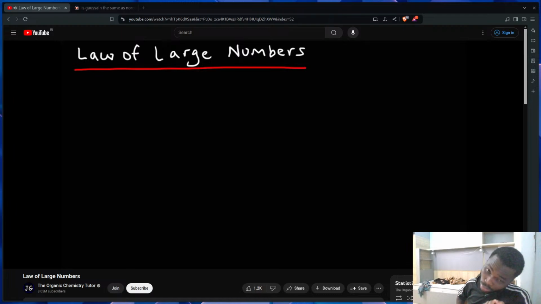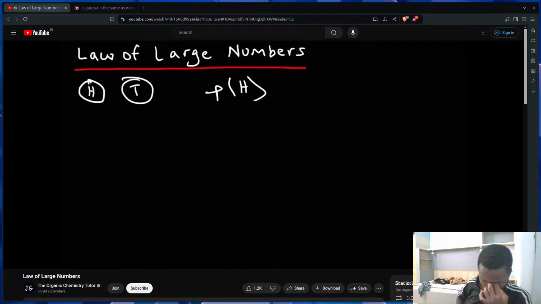Let's say if you have a coin. If you flip a coin, there's only two possibilities. You either get heads or you get tails. The probability of getting heads when you flip a coin is 1 out of 2 because there's two possibilities. Only one outcome is a favorable outcome. So it's 1 out of 2 or 0.5, which means there's a 50% chance that you'll get heads.